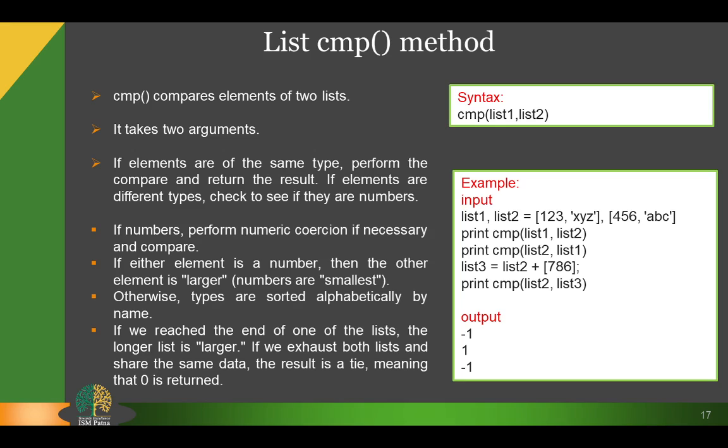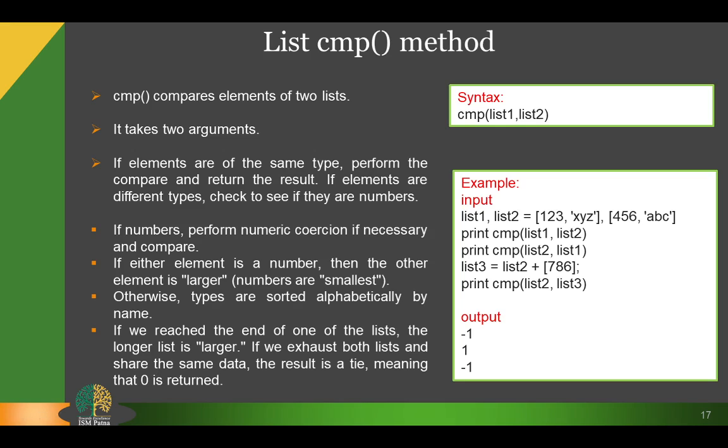cmp is used for comparing two lists. It takes two arguments, that is list1 and list2, whichever lists you are going to compare. This is the syntax: cmp(list1, list2). If elements are of the same type, then it compares the lists and returns the result. It returns either -1 or 1.